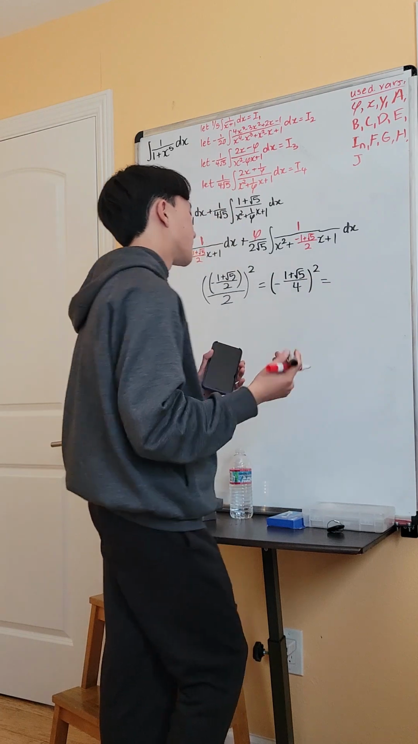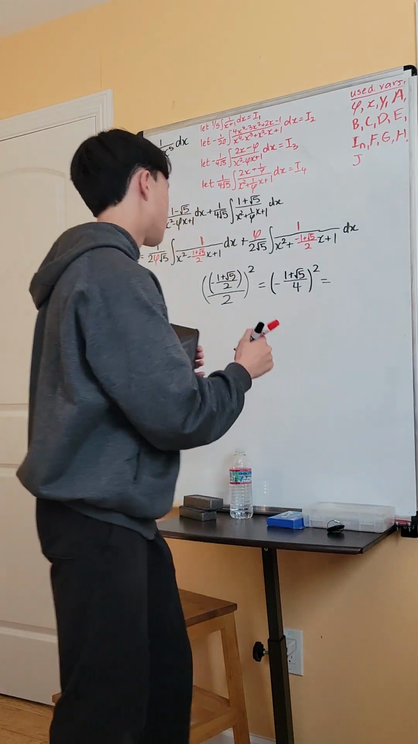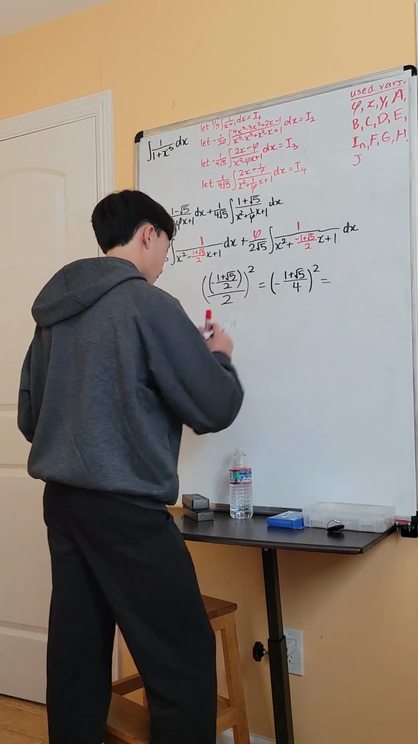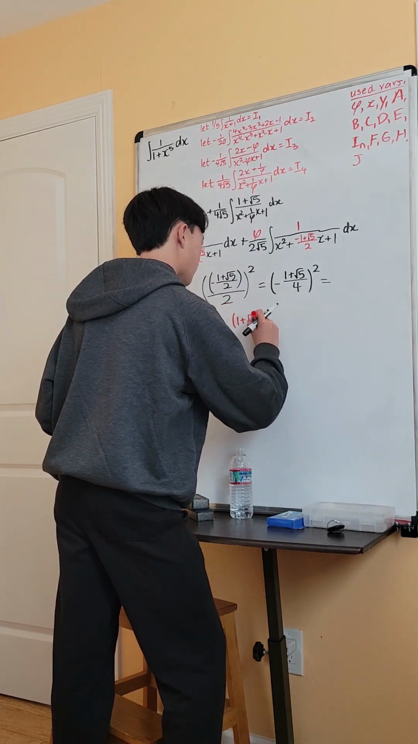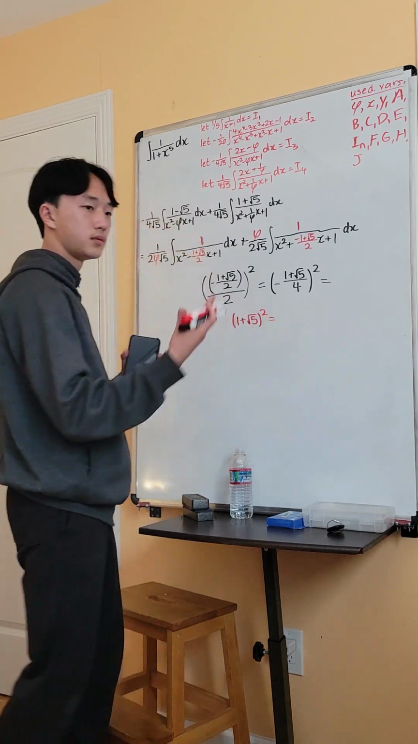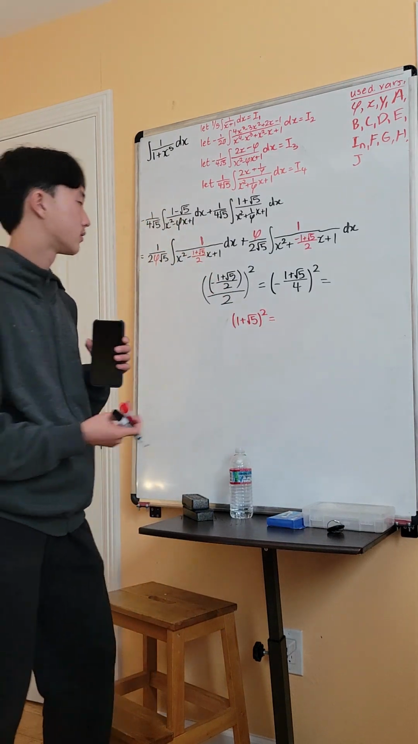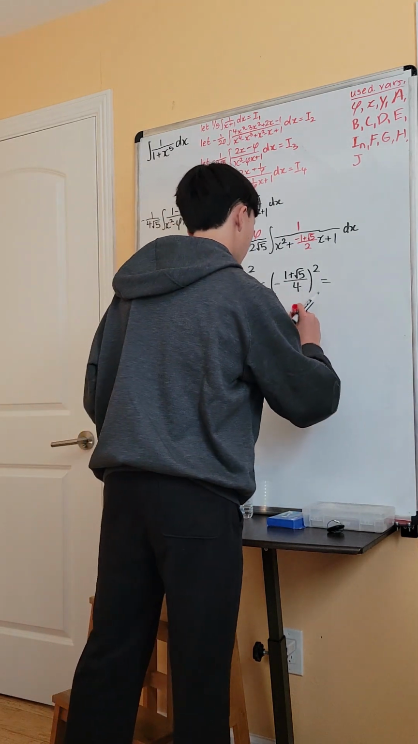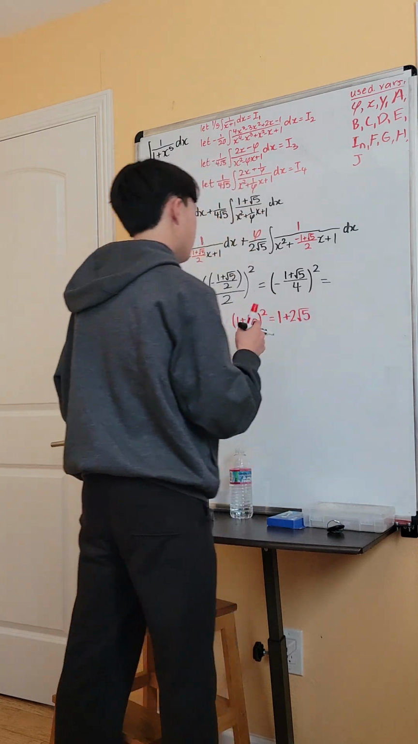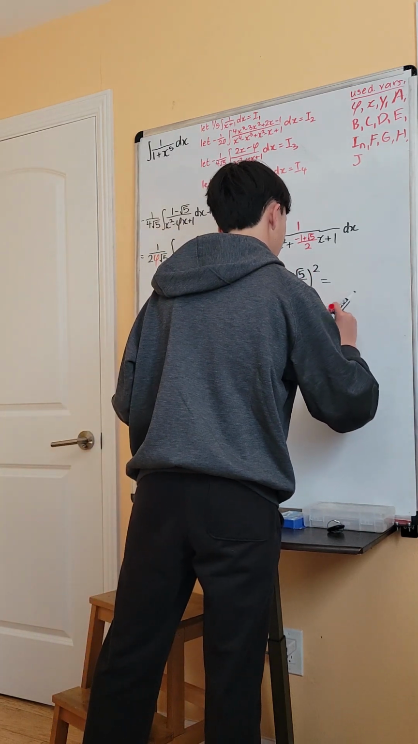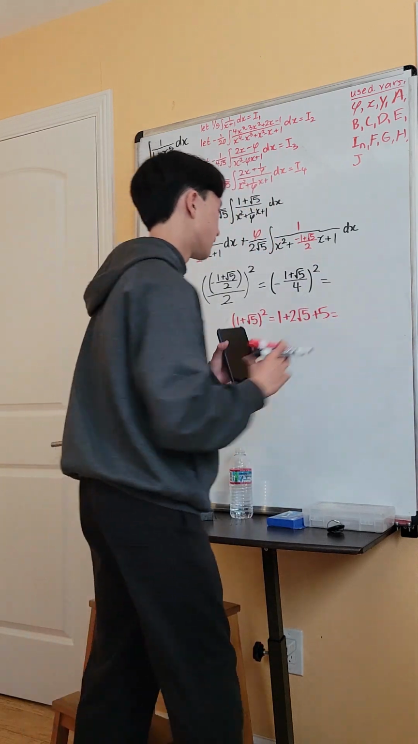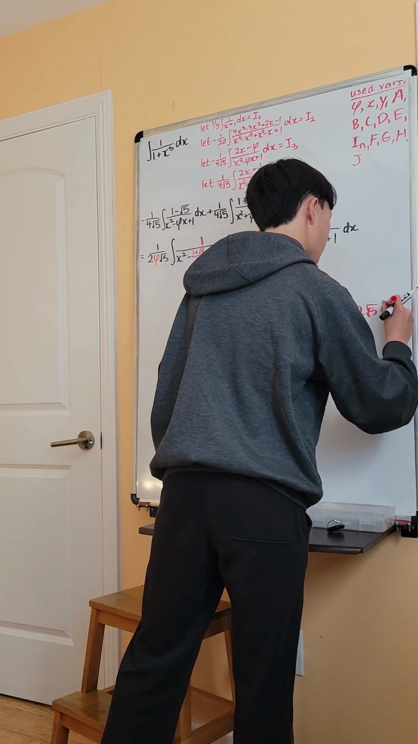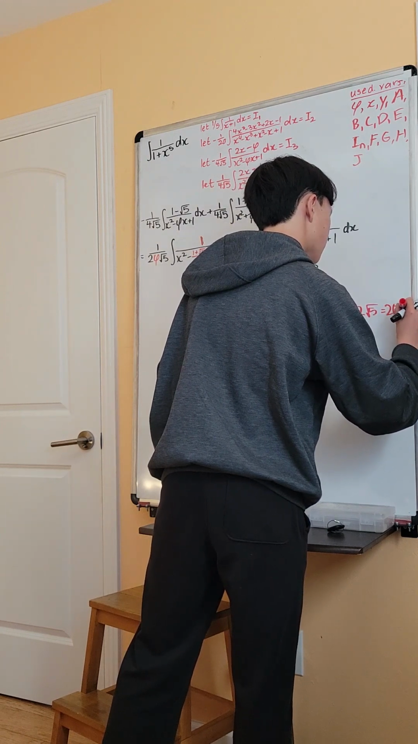Squared. Now to square this, let's work out the top squared first. 1 plus root 5, squared. If you use what we typically use, 1 squared is just 1, plus 2 times 1 times root 5, which is just 2 root 5. And then root 5 squared is just 5. Simplify this by combining those, you get 6 plus 2 root 5.